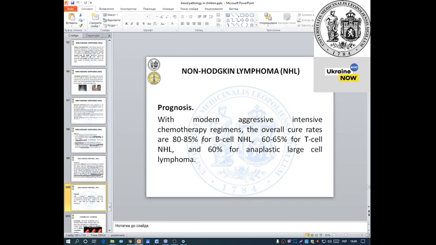With modern aggressive intensive chemotherapy regimens, the overall cure rates are 80 to 85% for B-cell non-Hodgkin lymphoma, 60 to 65% for T-cell non-Hodgkin lymphoma, and 60% for anaplastic large cell lymphoma.